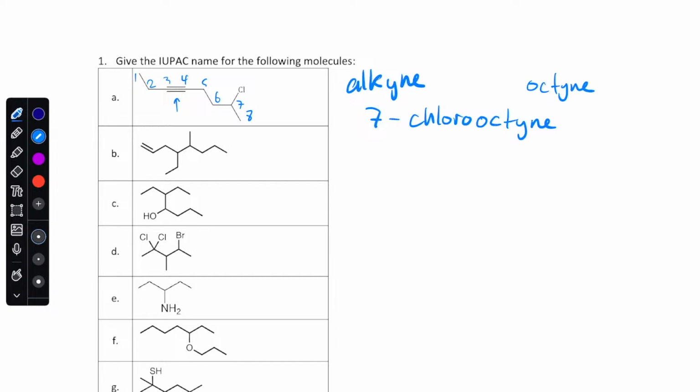The next one, we have a carbon-carbon double bond, which is an alkene. Oh, yeah. Look, I made a mistake on my very first one.